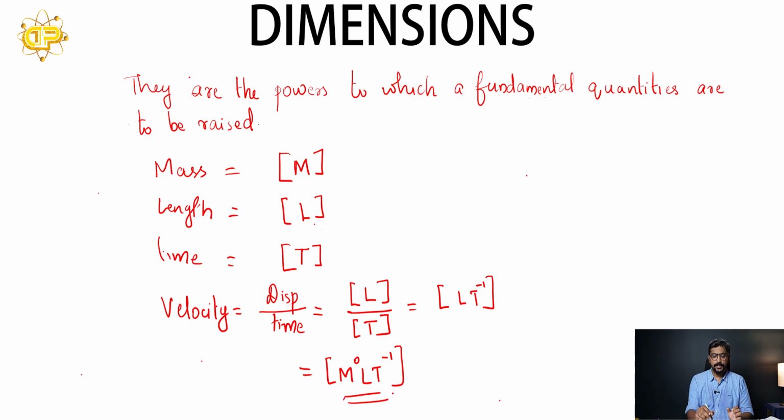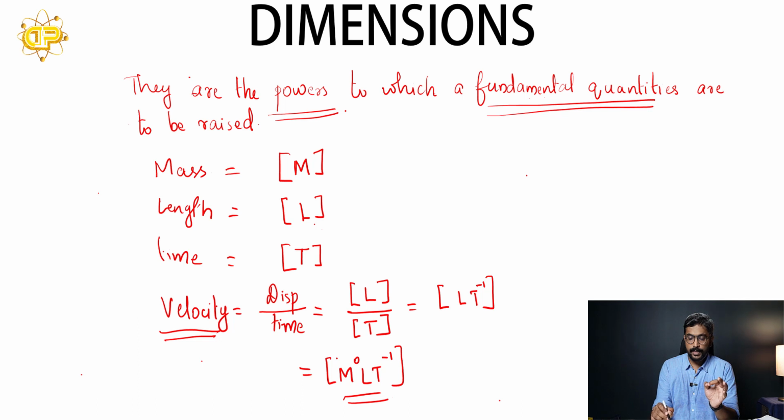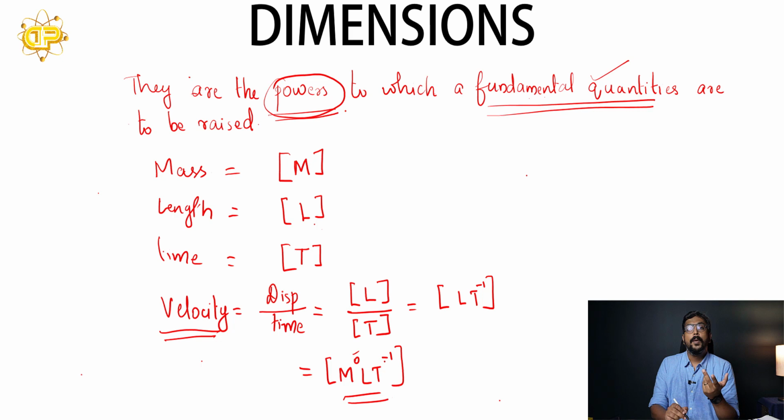Now just see the definition. Any fundamental quantity is a power to which any fundamental quantities are to be raised. So here the physical quantity velocity is represented in terms of the fundamental quantities M, L and T with certain powers, that is M raised to 0, L raised to 1 and T raised to minus 1. I hope that you got the definition right now.